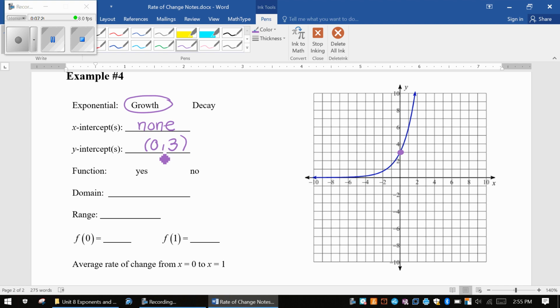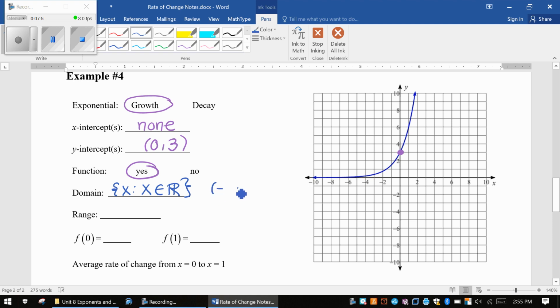Is this a function? So this goes back to what we talked about during first semester and this vertical line test. So an exponential growth graph will pass a vertical line test. So here we're going to say yes. And then our domain and our range. Our domain, we can substitute in any value of x here. So our graph tells us that our domain is going to be all real numbers.